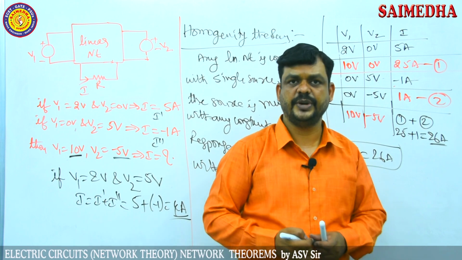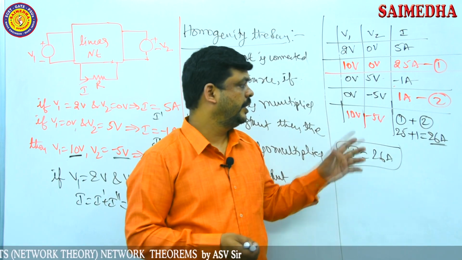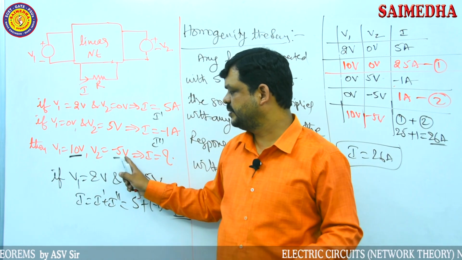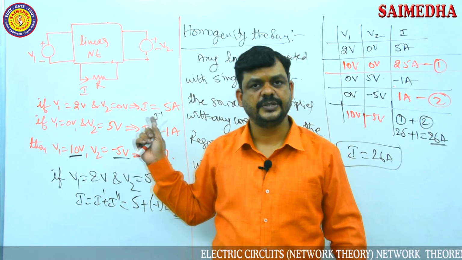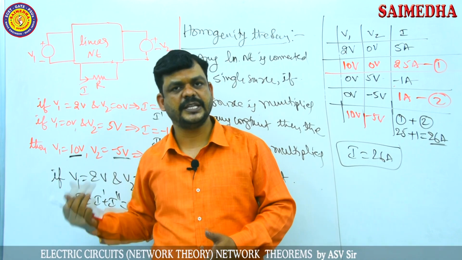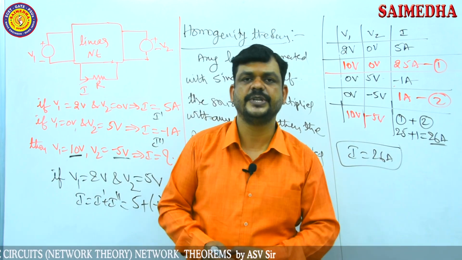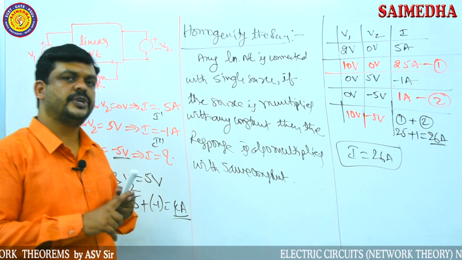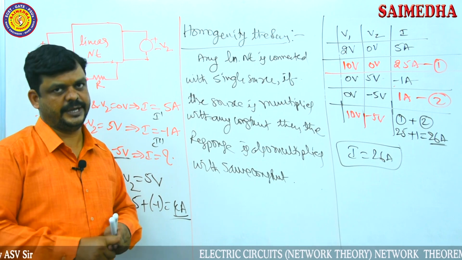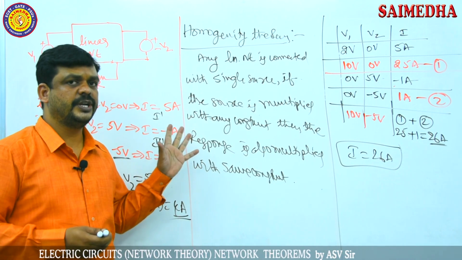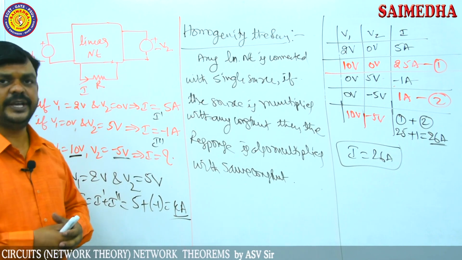The answer is 26 amps here. According to the given problem, if V1 is 10 volts and V2 is minus 5 volts, then what is I? If both the sources are activated with different values, one 10 volts and another minus 5 volts, then the response is 26 amperes. So indirectly here we applied the homogeneity theorem and the superposition theorem. Sometimes the superposition theorem requires the homogeneity theorem internally. This is also one of the theorems.